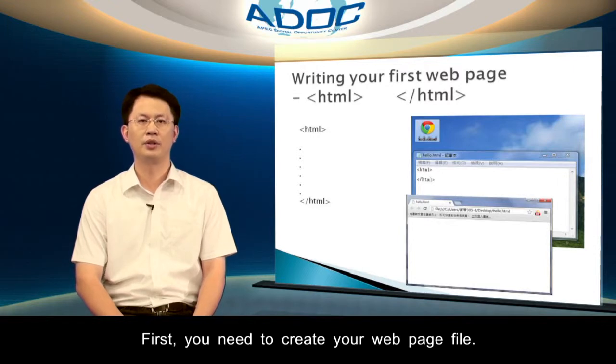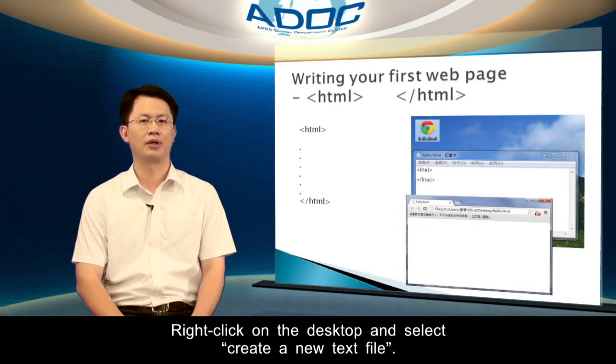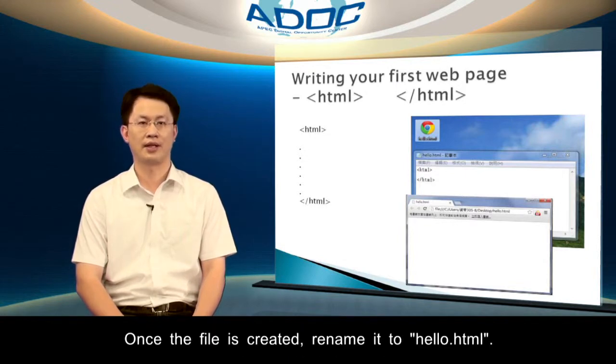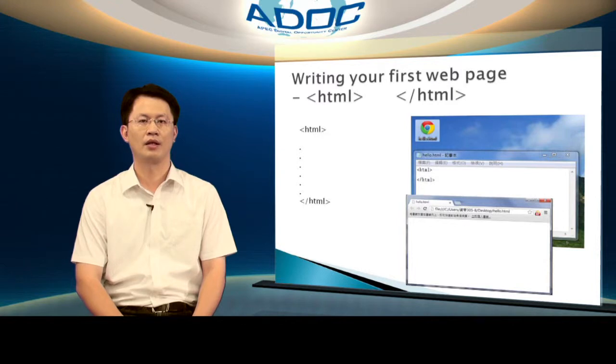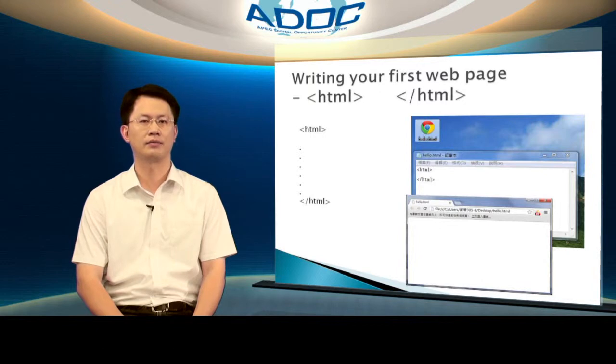First, you need to create your web page file. Right-click on the desktop and select Create a new text file. Once the file is created, rename it to hello.html. Note that the file extension .html indicates the file is an HTML web page and will be initially opened by your default web browser.